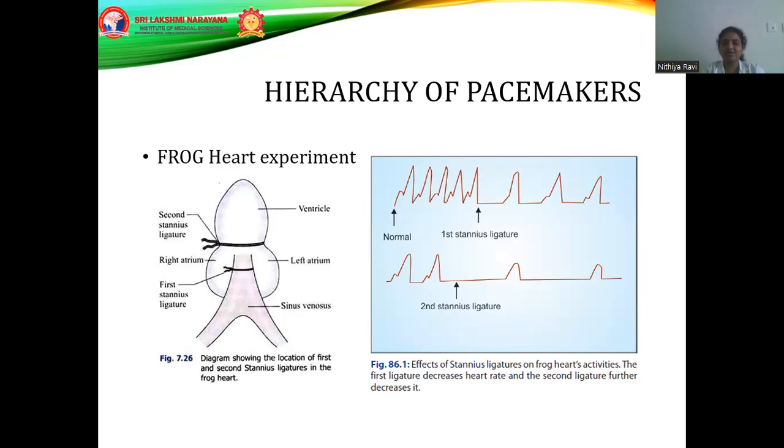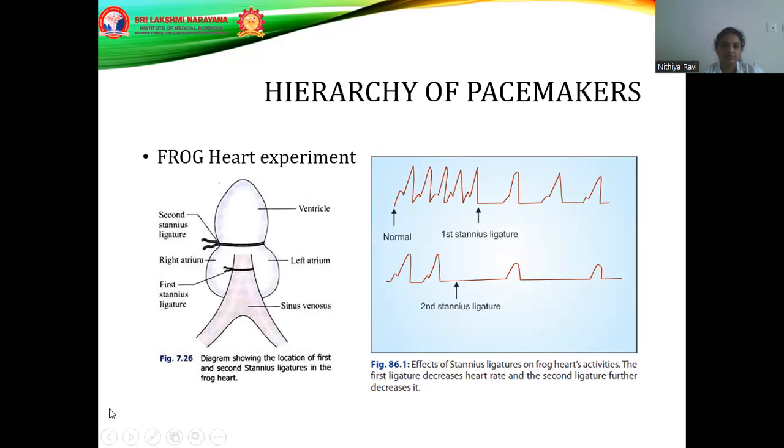Now let us try to understand this with the help of an animal experiment, that is a frog heart experiment. Please concentrate on this diagram. You can see that this is the ventricle, and the lower portion is the right atrium and the left atrium. The frog heart differs from the human heart in having only three chambers. It has two atria and one ventricle, unlike humans, where we have two atria and two ventricles.